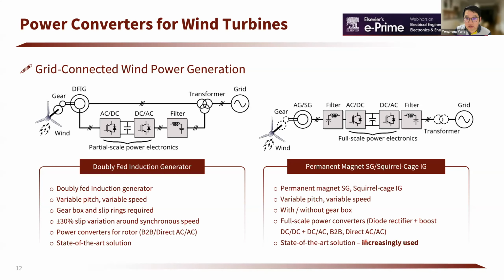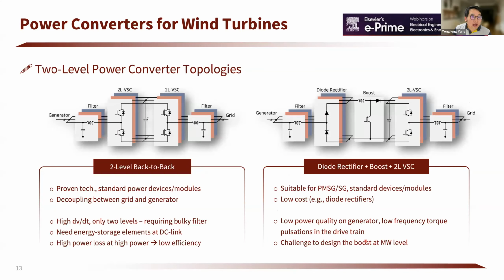For the power converters used in the two concepts, here we show the 2-level power converter topologies. As I mentioned, this is a standard solution, for example, the 2-level voltage source converter back-to-back solution. This is a proven technology. Standard power devices and modules can be used, and the power electronics decouple the power between the grid and the generator. But these 2-level solutions have some drawbacks.